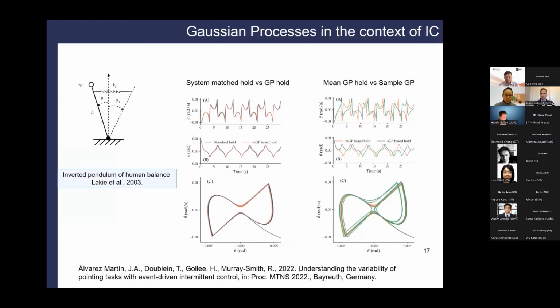Okay, we have applied this successfully in the context of our intermittent control system. We were able to replicate our previous results, and using GPs, we were able to introduce additional variability in the system, which makes the model more like human movement control, or what you observe in human movement.